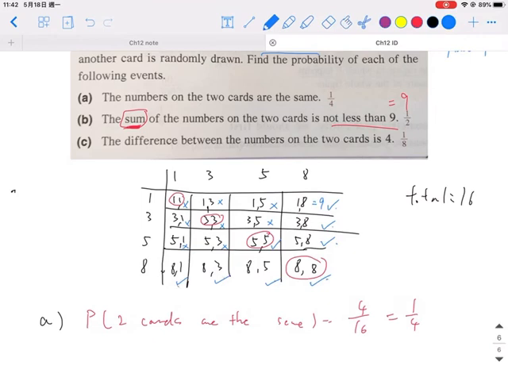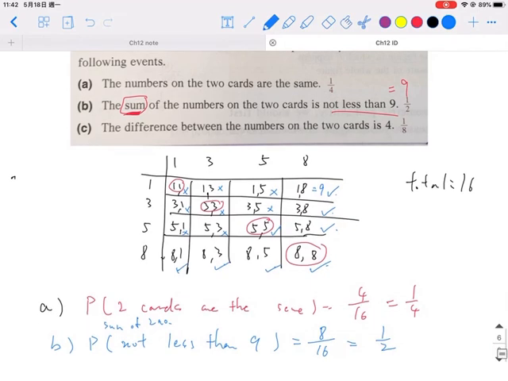So therefore, for part B, the probability that the sum of the 2 numbers is not less than 9 is equal to 8/16. That means 1/2. And the third one, the difference between the numbers on the 2 cards is 4, so the subtraction of them is 4. No matter, it's the larger one minus the smaller one. So I try to use a purple color.